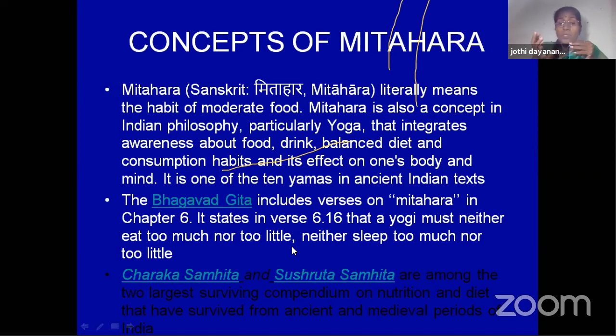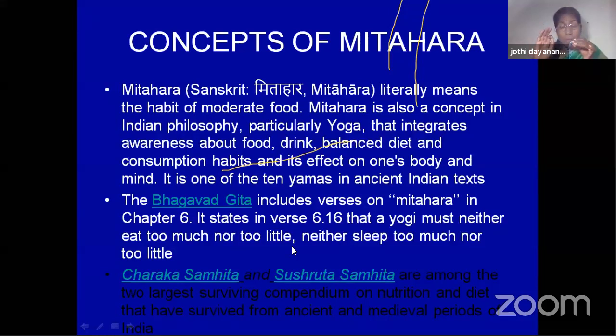Neither sleep too much nor too little. So you should not go into deep sleep after the food, getting up, eating at 1 o'clock in the afternoon, then sleeping at 2 o'clock, and sleeping till 8 o'clock, then getting up at 8 in the late evening and saying, oh, I am like this. So no, that should not be the trend.